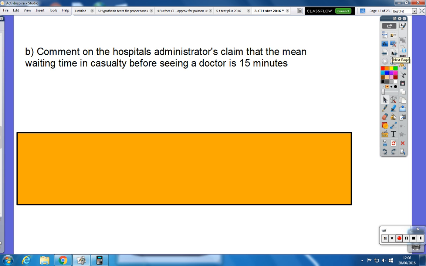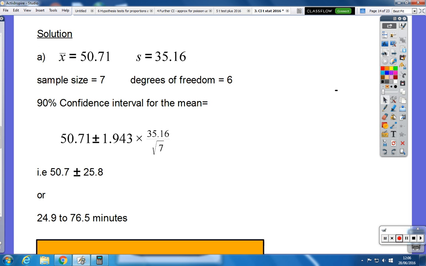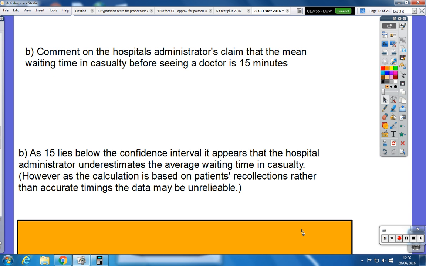Comment on the hospital administrator saying it's 15. From this, we've got 24.9 to 76.5. So 15 lies below the confidence interval will be a mark, but the administrator doesn't believe. So the administrator underestimates the average time. So we're not agreeing that it's 15 minutes because it's over that.